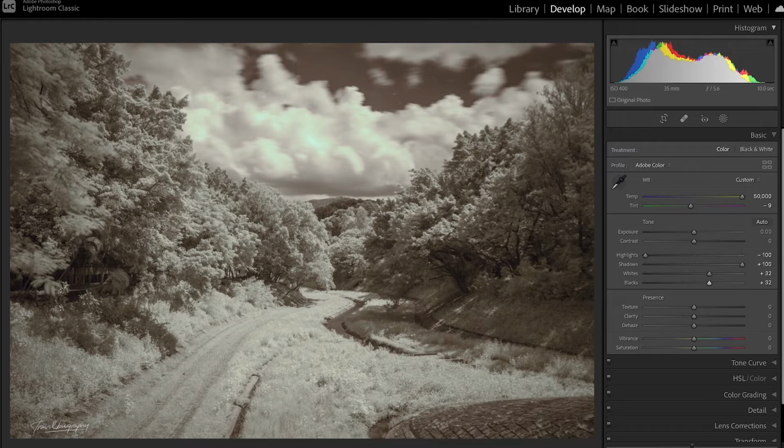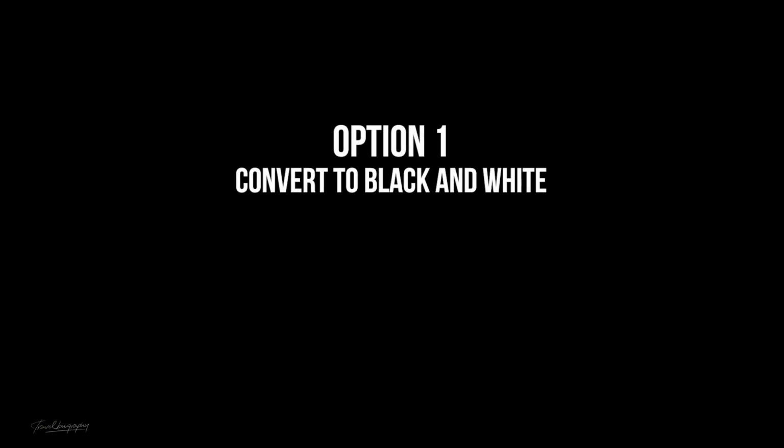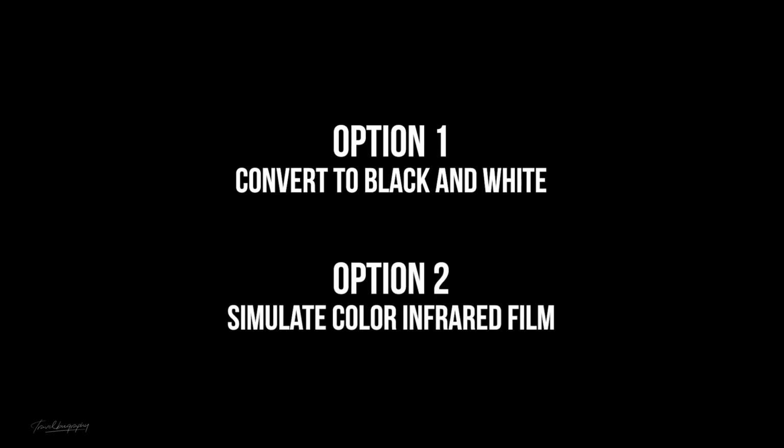This is very close to the black and white infrared film simulation. You can go ahead and convert it to black and white if you want. I decided to add some false color to simulate the color infrared film. The next step is to separate the sky and the trees.